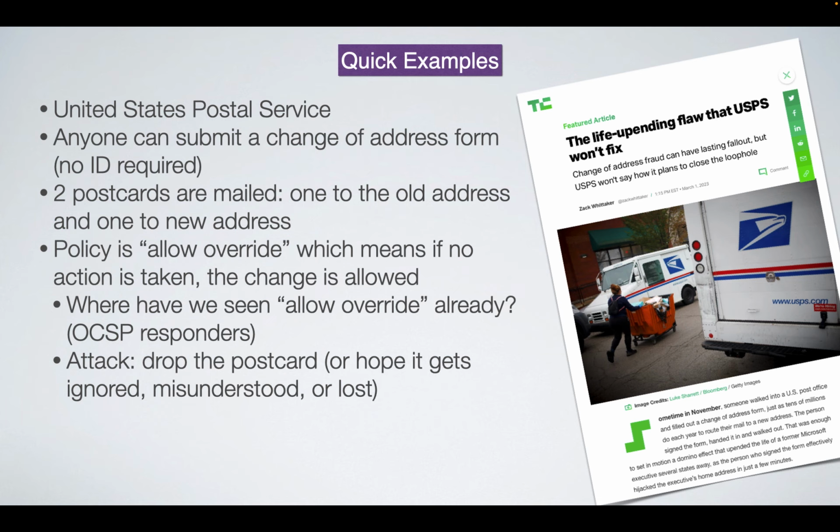So it's not perfect, but it's better than an allow override, because if the postcard is lost, or the person doesn't know what to do with it, or they forget about it, or any of those types of faults happen, then the change doesn't actually take place. At the same time, it still allows legitimate use cases. A legitimate use case would be that you actually want to change your address. Then that's fine. You just wait for the postcard and then you send it.